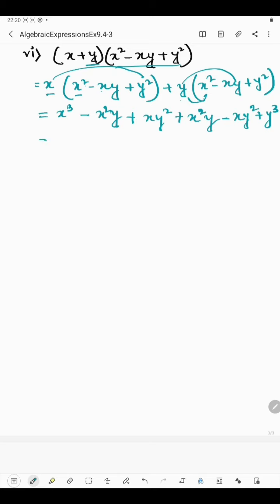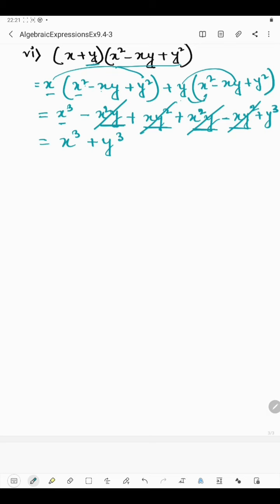Okay. Now we'll check the like terms present over here. So at first we have x cube and x cube is not present over here, so it will remain same. Now x square y. This is x square y and this is also x square y. Similar term, opposite sign. So we are subtracting these two, so it will be 0. Now we have xy square and here also we have xy square. So same variable and opposite sign, so we can cancel this and only y cube will be left. So answer of the sixth part will be x cube plus y cube.